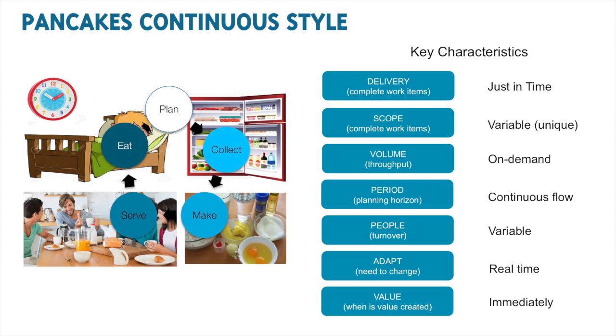If I forget to take orders on Saturday evening, I have no predefined understanding of the quantity or type. Each time someone arrives at the table, I prepare the new order. Therefore, pancakes are prepared and served just in time. Each pancake is uniquely prepared, and the volume fluctuates on demand. Pancakes are therefore prepared as a continuous flow, and others may help. Each pancake is adapted in real time, and the pancakes are served as soon as they're ready.